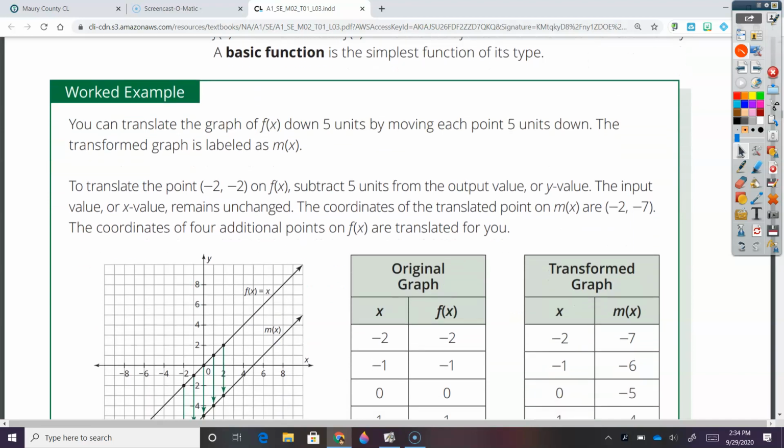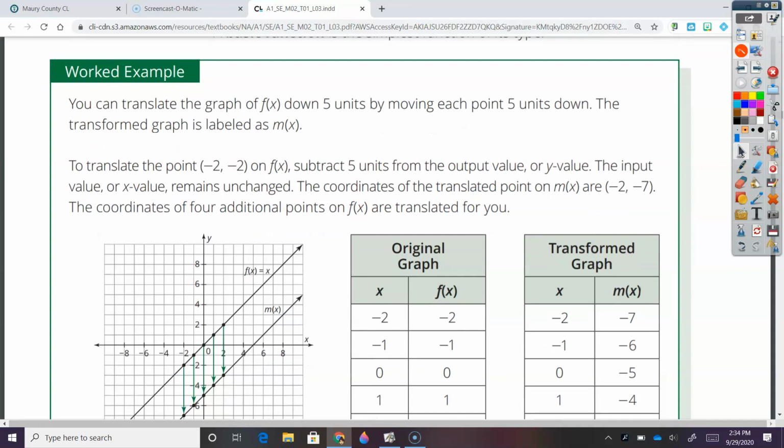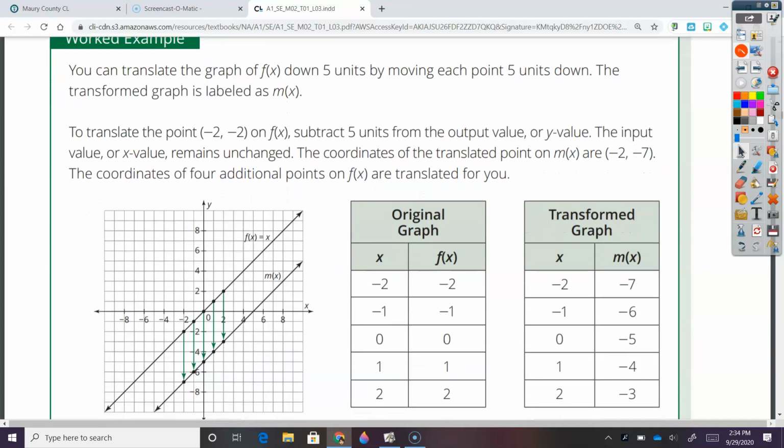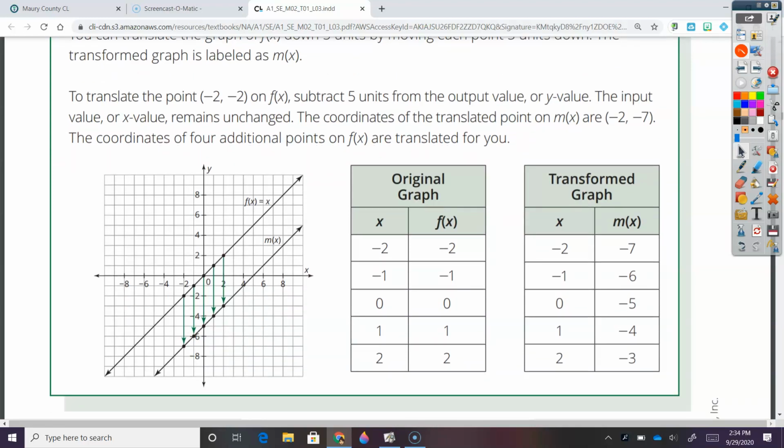You can translate the graph of f(x) down 5 units by moving each point 5 units down. The transformed graph is labeled m(x). To translate the point (-2, -2) on f(x), subtract 5 units from the output, or the y value. The input value, or x value, remains unchanged. The coordinates of the translated point on m(x) are (-2, -7), and the coordinates of the 4 additional points on f(x) are translated for you.